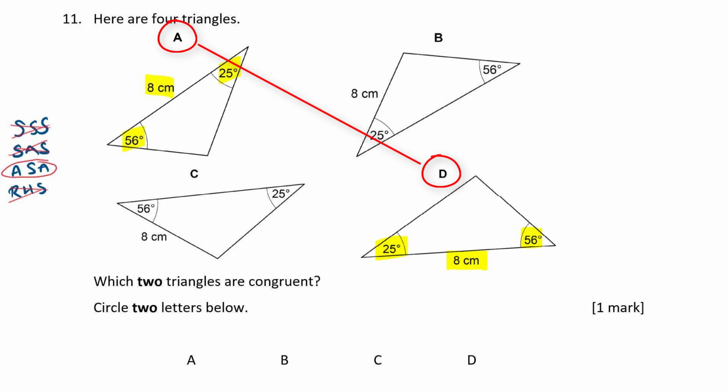So on this one down here, C, I've got 56 and the unknown, and on the other one I've got 25 and the unknown is the 8 side. So whilst you can still work out the angles, you can't show that those 2 are congruent. So it's A and D.